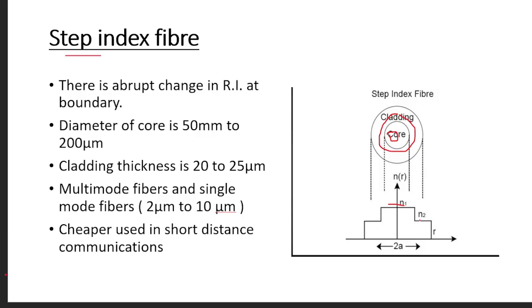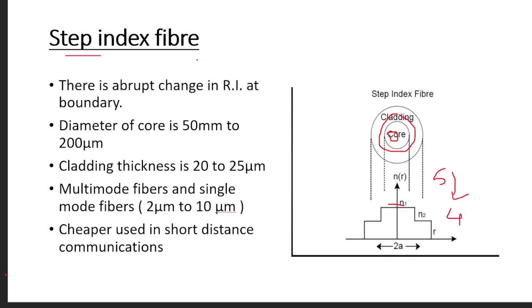That means if your core has a refractive index of 5 and let's assume your cladding has a refractive index of 4, then in step index fiber you are going from 5 to 4 directly. It does not contain the values of 4.9, 4.8, 4.7, etc. That's why it is known as step index fiber. So in step index fiber, we can see the discontinuity of the index profile at the core-cladding interface.